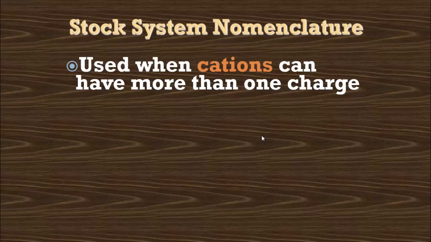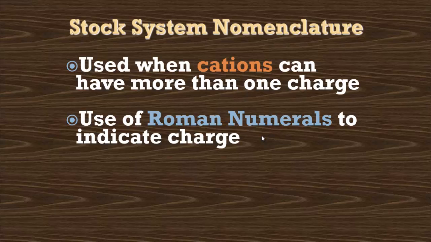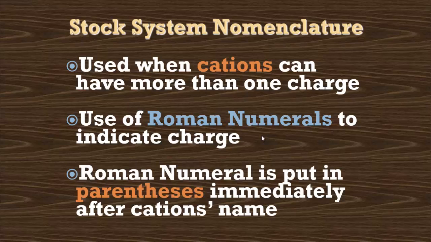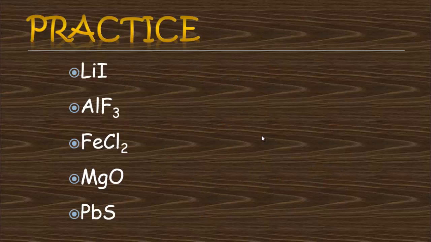So if a cation can have more than one charge, we're going to use Roman numerals to indicate that charge. When we use Roman numerals, we're going to put them in parentheses immediately after the cation's name. So we still just list the cation name, and then we use parentheses to show which ion we are going to use. Now let's try to make all of that information make sense. The best way to do it is to practice with it.